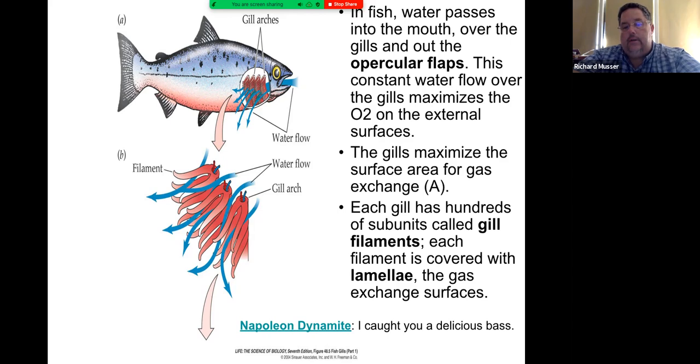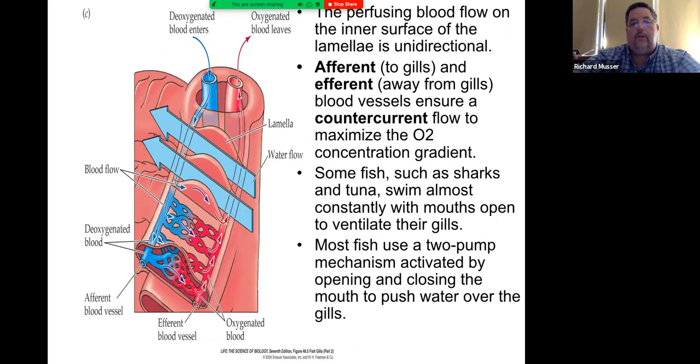Each gill has hundreds of subunits called gill filaments, and each filament is covered with lamella for gas exchange on the surface. And if you remember Napoleon Dynamite, one of his quotes was, "I caught you a delicious bass." But obviously this might be dating me in this lecture a little bit, since Napoleon Dynamite hasn't been out for a long time.